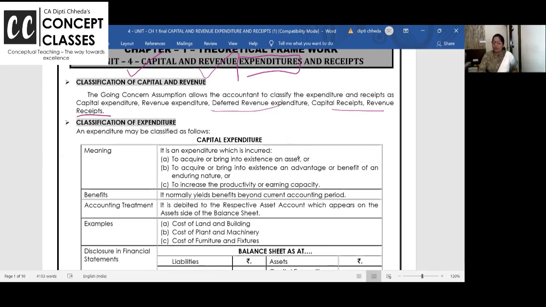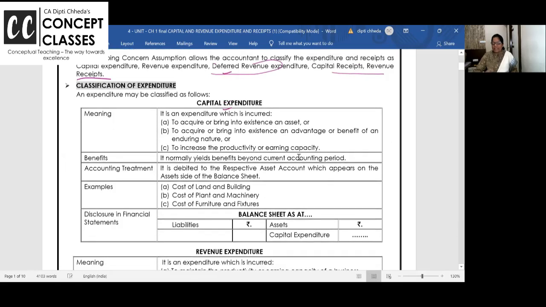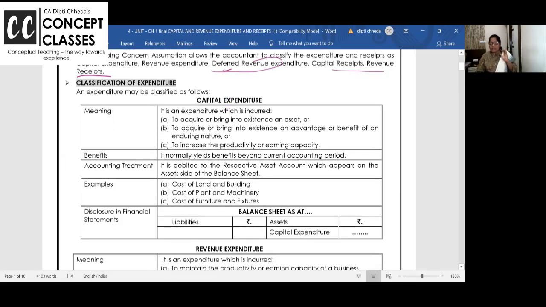I don't want to talk about deferred, isko baad mein dekhenge. Now, the feature of the capital expenditure is it brings into existence an asset. You are buying machinery for business, you are buying building for business, you are buying a four-wheeler for delivery of your goods. So some asset is coming in, it's a capital expenditure.